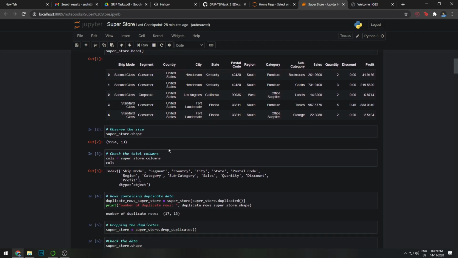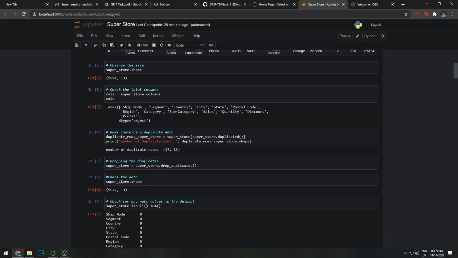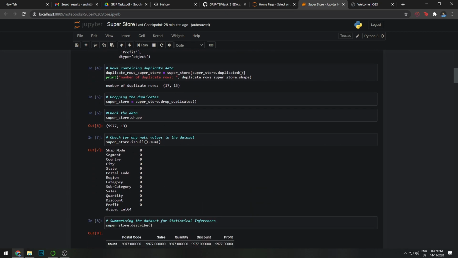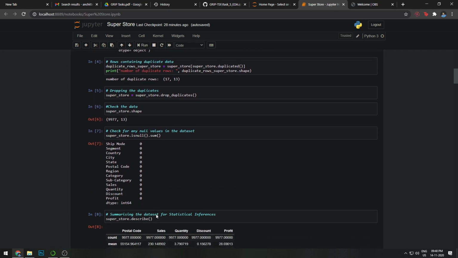So we store the columns in the cols variable. Then we'll check for the duplicate data. As we can see, there are some duplicate rows in the dataset, so we'll remove them. We'll check the shape again and we can see that they have been removed. Then we'll check for the null values. As we can see, there are no null values in our dataset, so we'll proceed further.